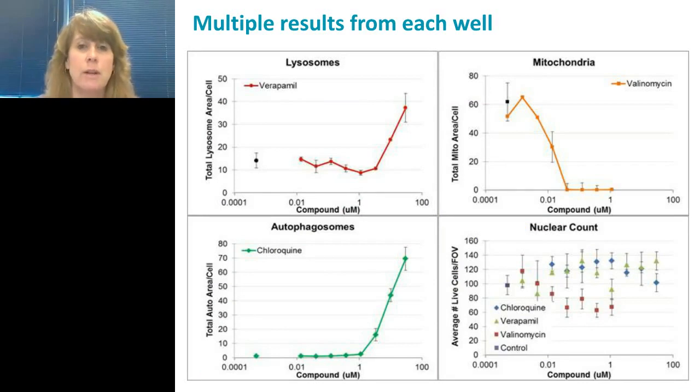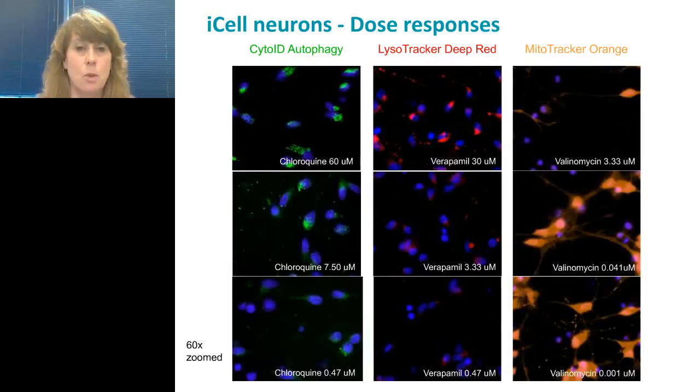In this case, I'm showing 3 different compounds that illustrate very well a dose-response curve. For example, verapamil showed the lysosomes increasing with increasing concentrations of the compound. The mitochondria intensity or area would drop as the valinomycin dose increases, and the autophagosomes would increase with chloroquine. In addition, you can count the nuclei and see if you have toxicity. In this case, the black square is an untreated control, and really the only one that seemed toxic was the valinomycin at higher doses. And those are the results from the PC12 cells.